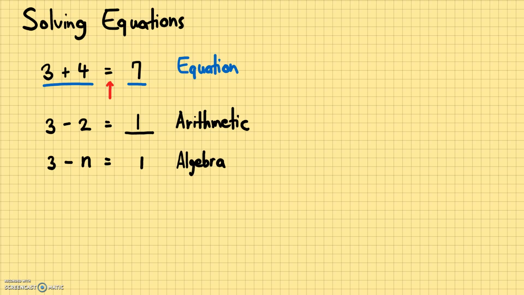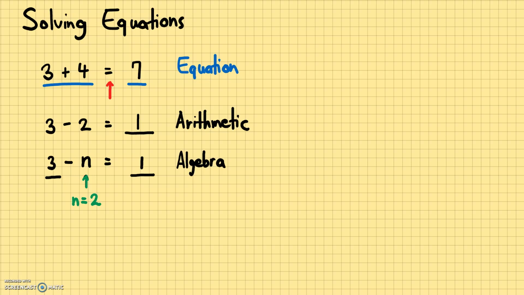Algebra. And we know that the answer is 1. We know that part of the question is 3. We need to find what n is. So what does n equal? 3 minus n equals 1. So 3 minus what gives you 1? If you use some mental math, or even trial and error, you can find that 3 minus 2 actually gives you 1. So n has to equal 2 in this case.